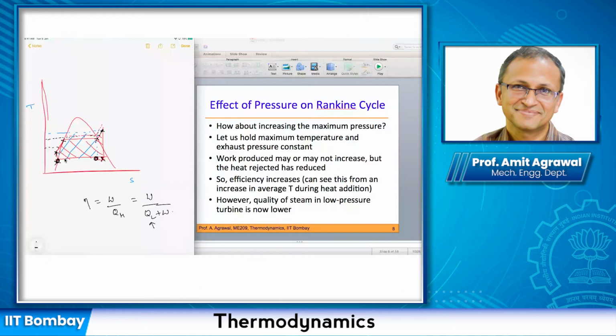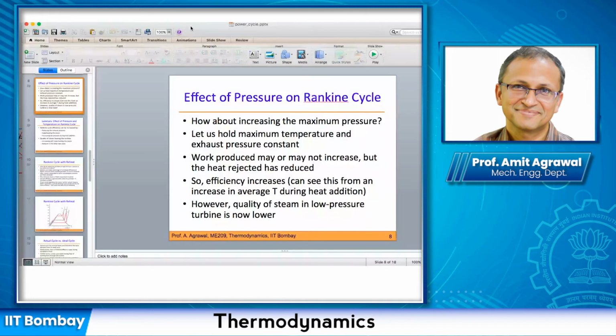Okay, sir. Sir, I'm still not able to graphically understand why we would have a lower amount of heat rejection. I'm sorry, but can you go over that bit one last time, sir?